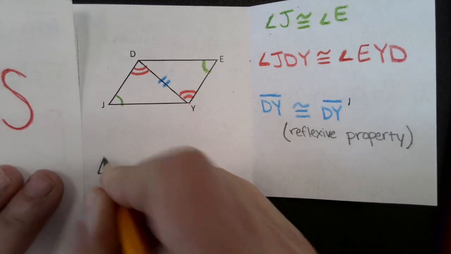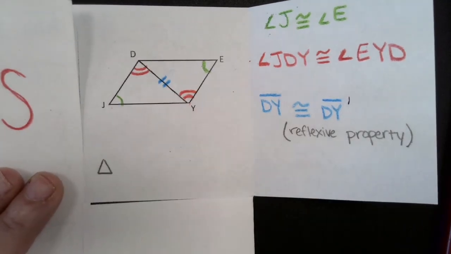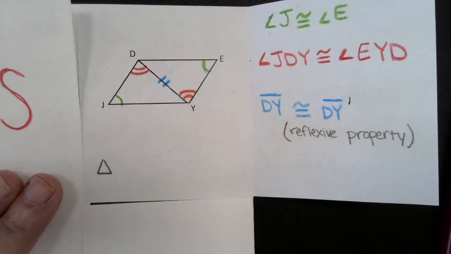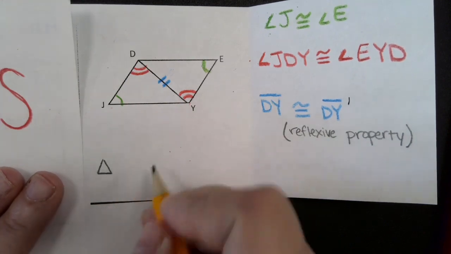So triangle. First triangle, doesn't matter the order we put it in. Tommy, do you want to put a triangle out there for us?